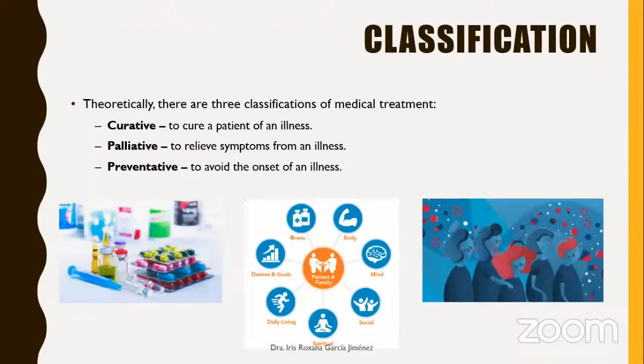Talking about medical treatment specifically, we have the classifications, the 3 ways to divide it: the curative, palliative, and preventative. Curative, of course, is to cure a patient of an illness. We can use antibiotics, we can use any other kind of drugs in order to control an illness, right? Palliative, to relieve symptoms from an illness, such as cancer or a disease, right? Such as cancer, or to control pain, I mean, palliative treatment in order to make the situation easier to deal with.